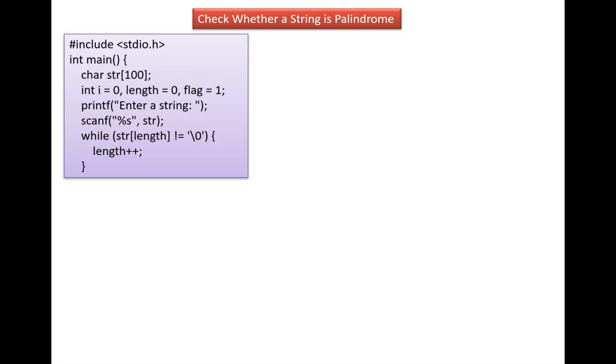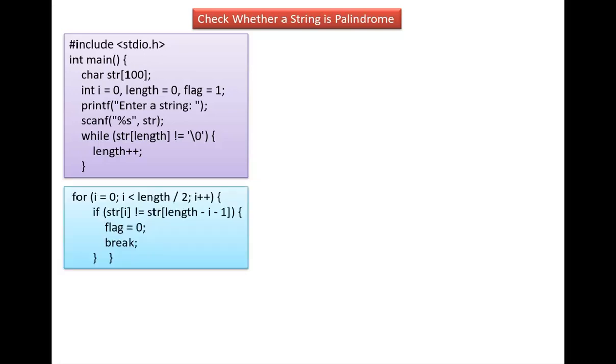i and length are initialized to 0 and flag is initialized to 1. I get the string, okay. I use the for loop to find the length of the string. Again, I use the while loop to find the length of the string. Again, I run a for loop. The for loop states this. This is a very important core part of the program: i equal to 0, i less than length divided by 2, i plus plus.